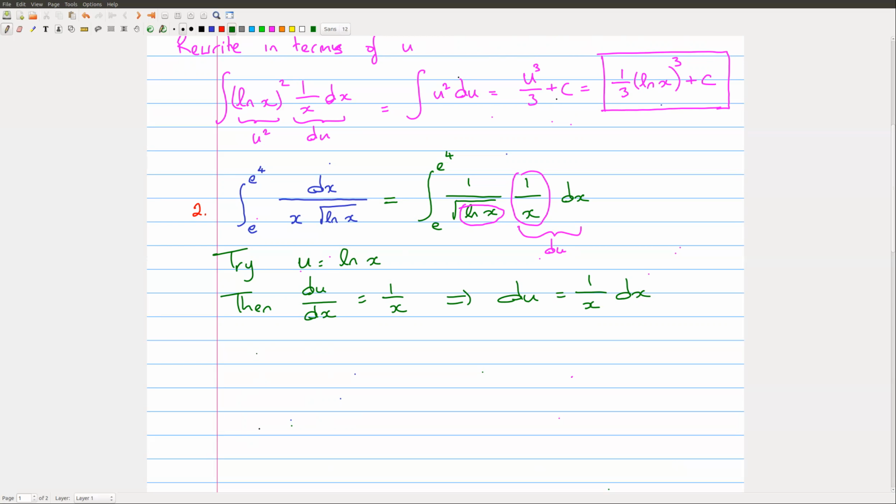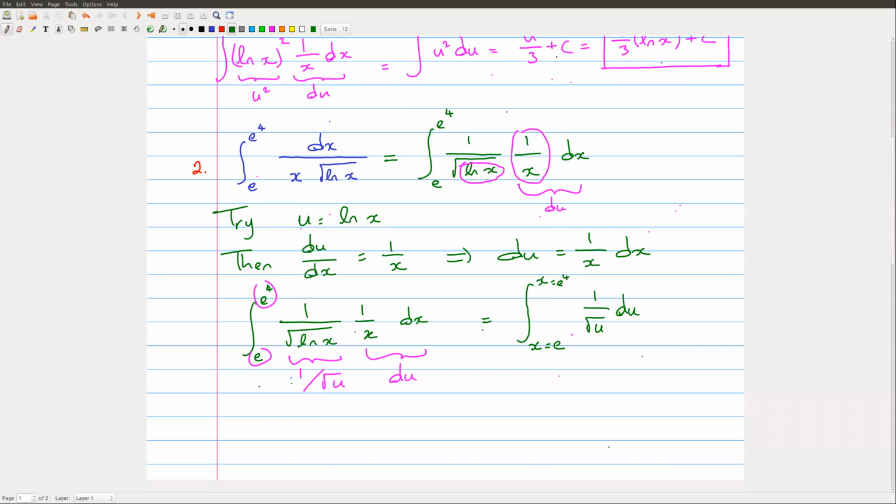So our problem then becomes, we've got an integral from e to e to the 4 of 1 over square root of log x, 1 over x dx. This bit is 1 over square root of u. This bit is du. The limits of integration, we should bear in mind, are values of x, not values of u. So maybe when we rewrite our integral first in terms of u, we should make that explicit. We're integrating from x equals e to x equals e to the 4, 1 over square root of u du.